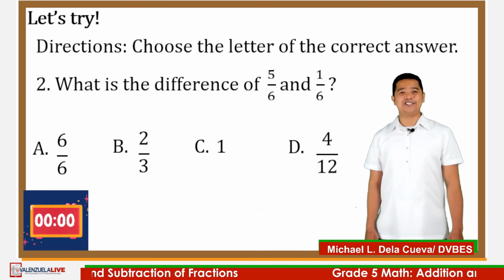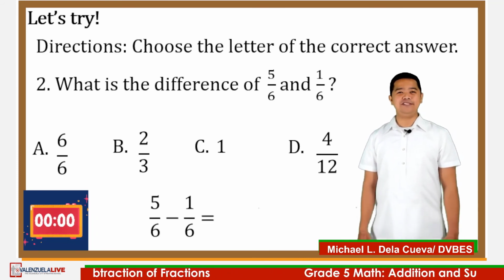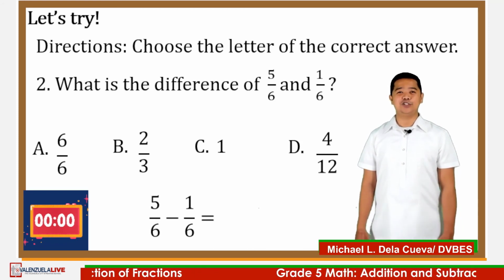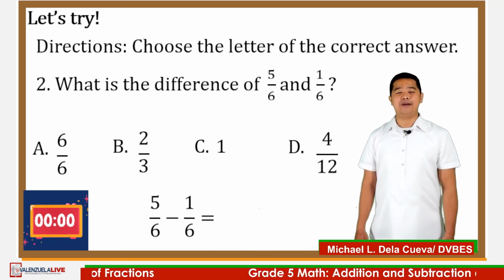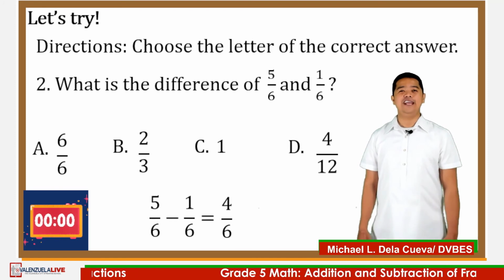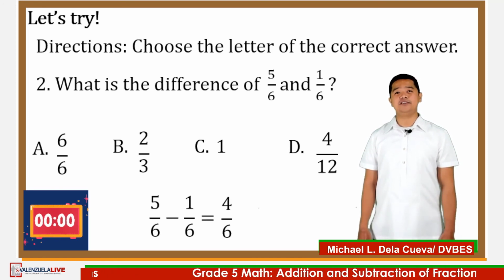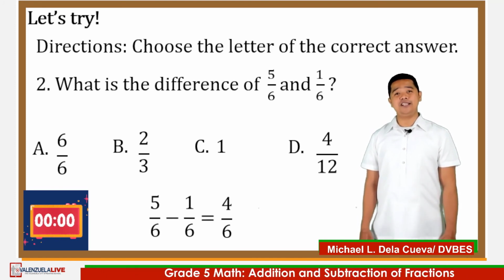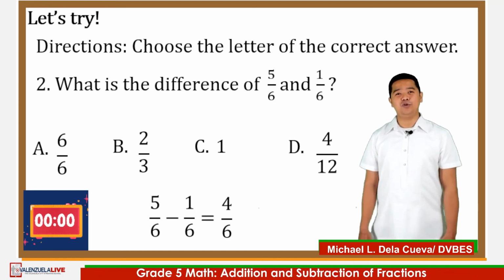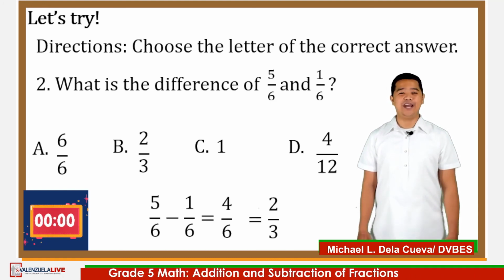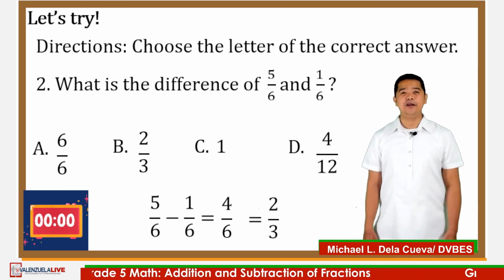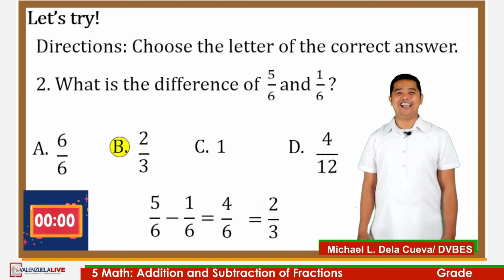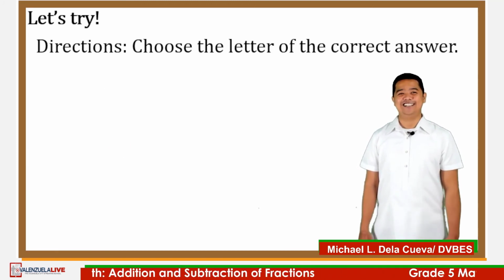Okay, let us try. 5/6 minus 1/6. Subtract the numerators. 5 minus 1, we have 4. And then copy the denominator 6. Okay, 4/6 can be reduced to 2/3. That's why the answer is letter B. Okay, I hope you get the correct answer.